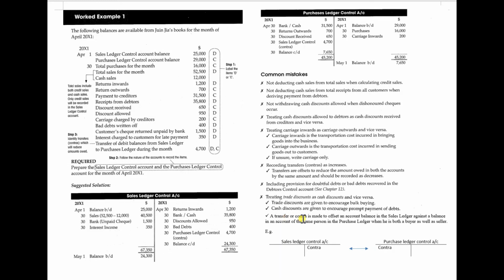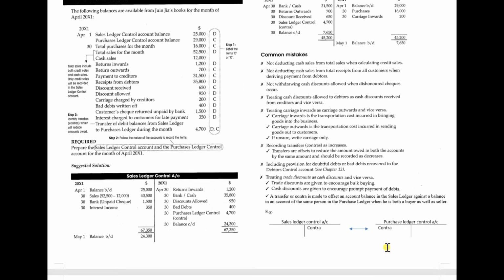So a transfer or a contra is to offset the balance. You transfer, for example, from the sales ledger control to the purchase ledger control, when that person is both a buyer and a seller. Then we can have the contra to offset. So we will transfer the smaller amount to the other account. As I said already, for the sales ledger control account, the contra is normally always on the credit side, and this one is always on the debit side.